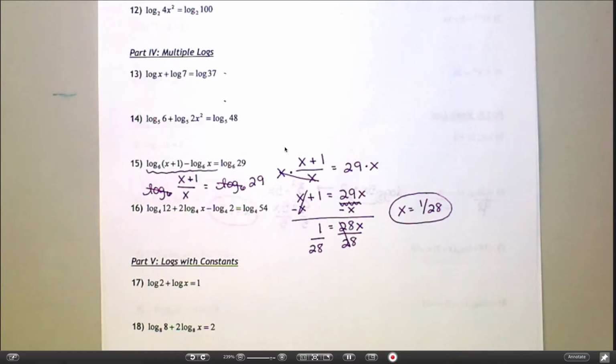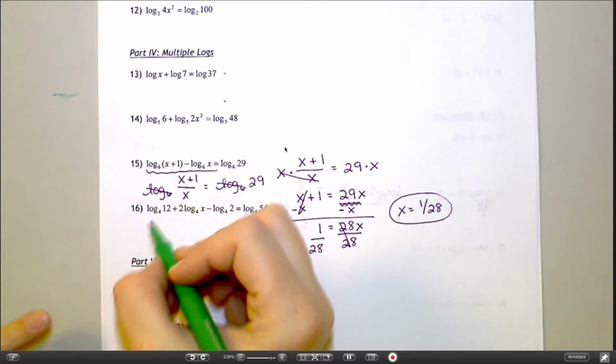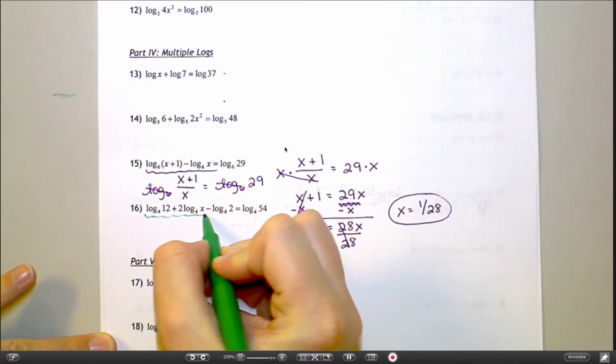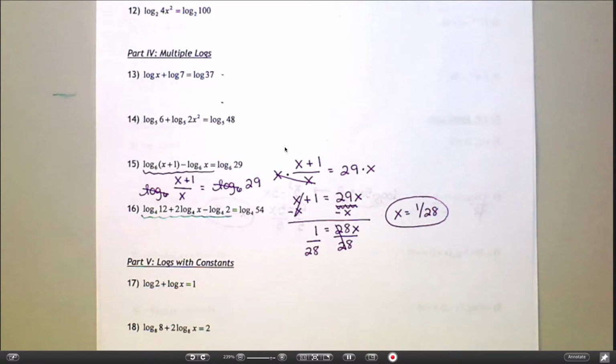Is 16 another one? Okay, color here. Keep these separate. Okay, 16. So 16, again, it looks a little more complicated, but I still only have logs in the problem. I don't have any numbers that are not attached to a log. So I'm going to use the same kind of strategy. I'm going to combine the logs on the left and the logs on the right and make it so that I have one log equal to another log. So thinking back to when we did all those properties, how would you combine all of that?